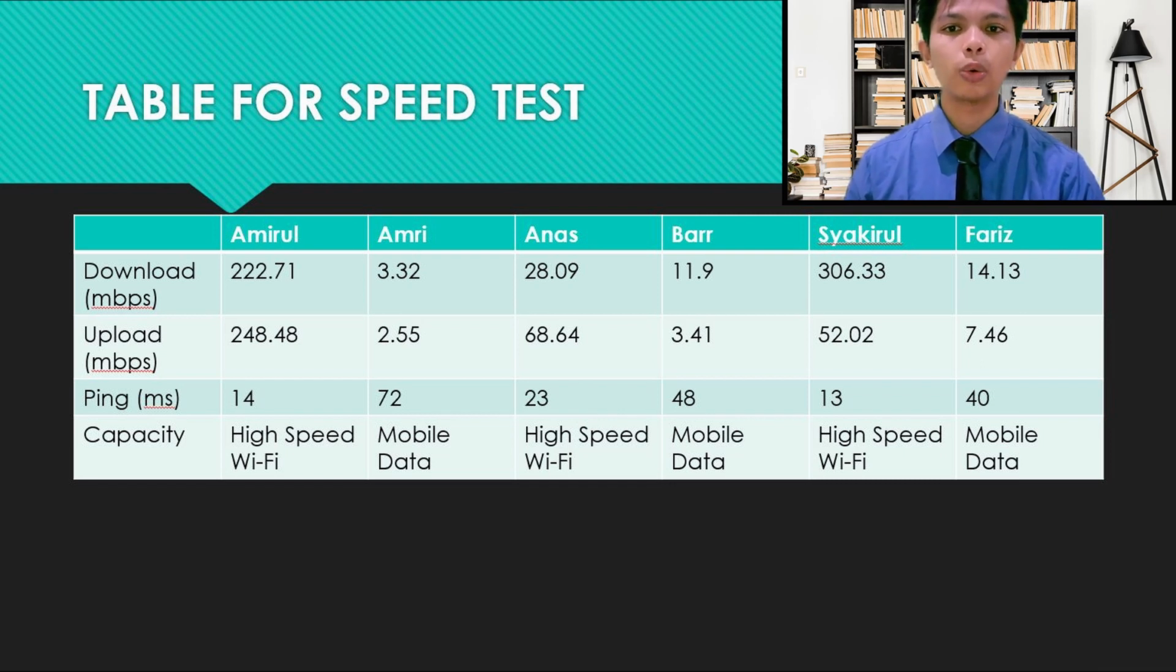Lastly, Syakirul, who used a wired connection, got the highest download speed in this group, which is 300 Mbps. The upload speed for the wired connection is only 52 Mbps with a 30 millisecond ping.